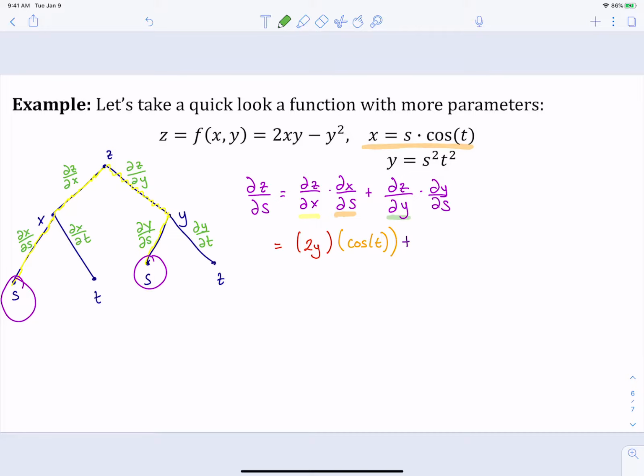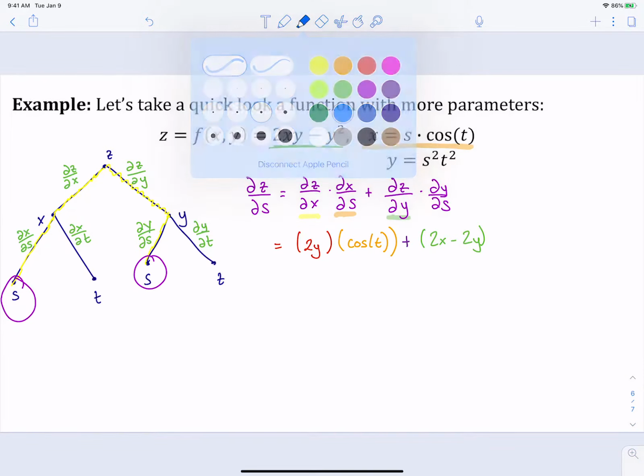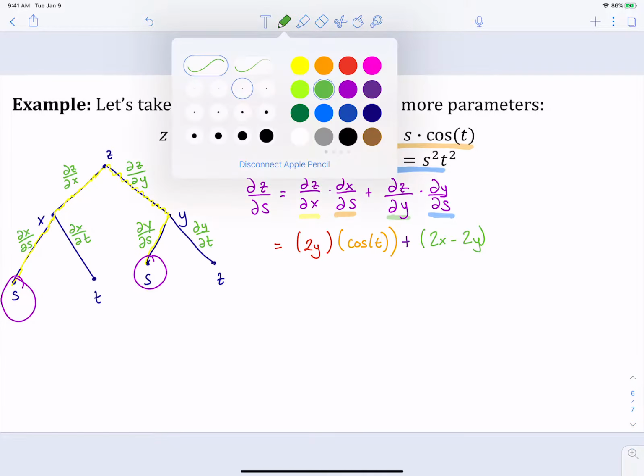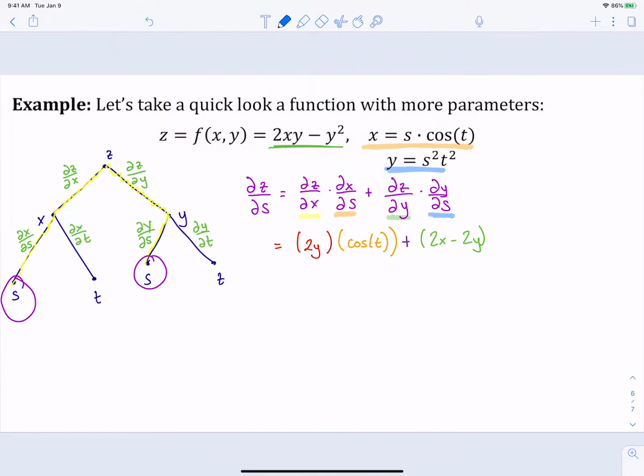We can underline with green. We can do that because partial of z with respect to y, that's going to be, again, using our 2xy minus y squared, so that derivative is going to be 2x minus 2y. And then maybe we'll do blue here. So partial of y with respect to s. Again, that's referring to that function right there. Our y is equal to s squared t squared. And that partial is going to be 2s times t squared.